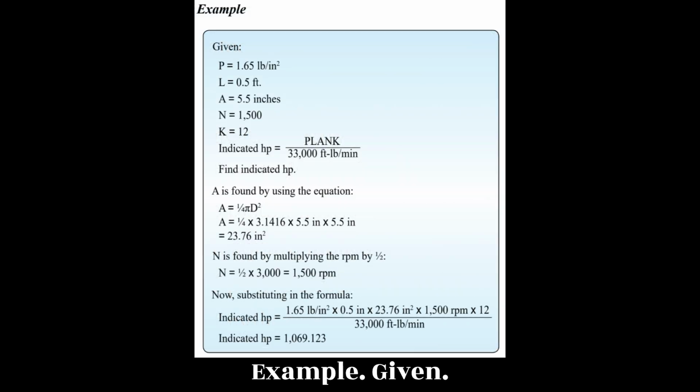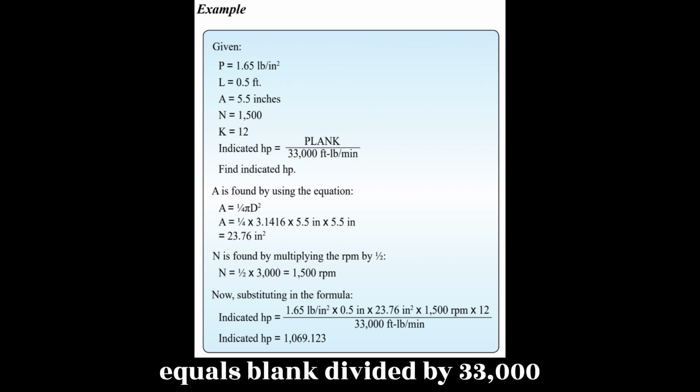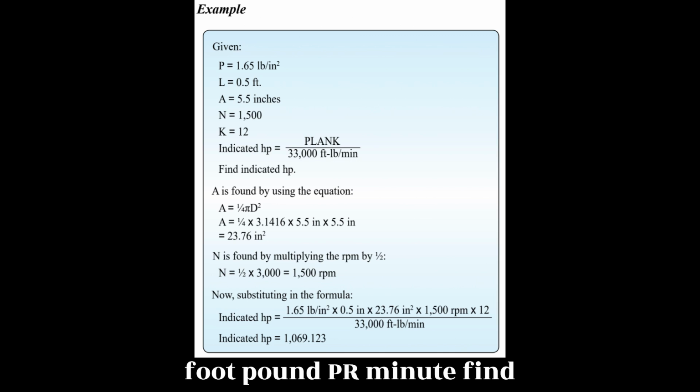Example. Given P equals 1.65 lb/in², L equals 0.5 feet, A equals 5.5 in², N equals 1,500, K equals 12. Indicated HP equals PLANK divided by 33,000 foot-pounds per minute. Find indicated HP.